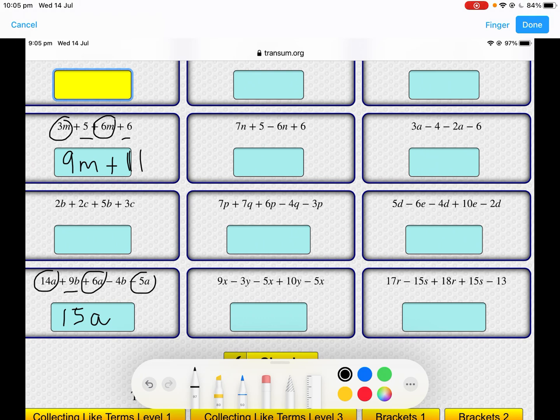And then you're going to collect the 9B and the 4B. Now in front of the 4B is a minus. So you've got to go 9B minus 4B. 9 minus 4 is plus 5B. Remember, we don't combine the numbers if the letters are different.